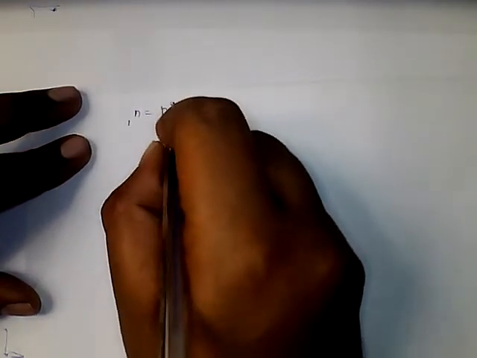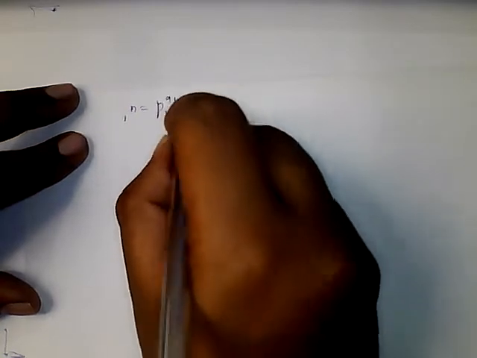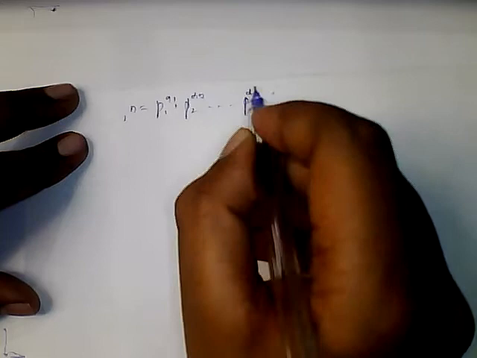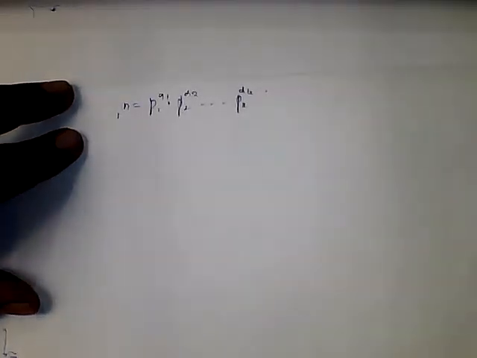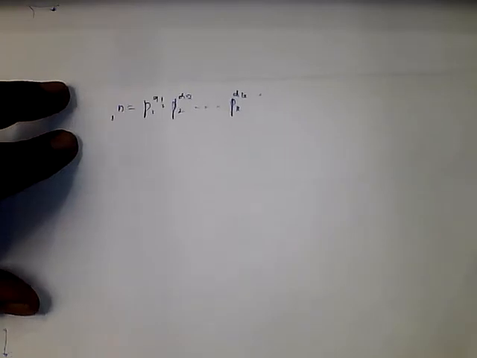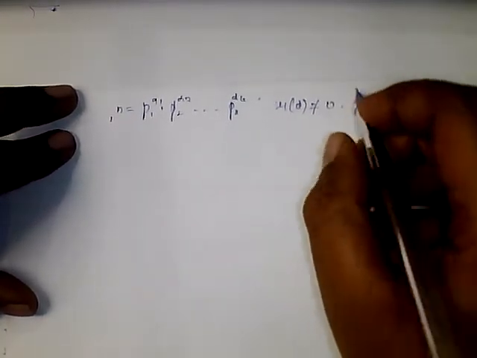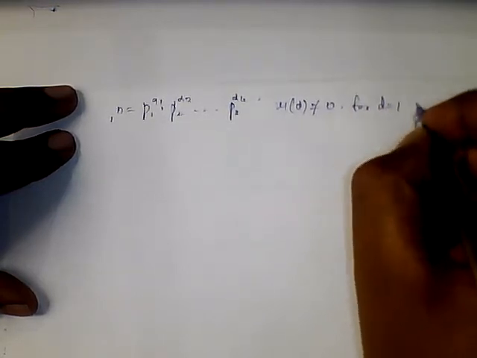Now if n is 1, then both the left hand side and right hand side will be equal to 1. So we are assuming that n is greater than 1. So n can be represented as a product of primes, p1 to the alpha 1, p2 to the alpha 2, and so on up to pk to the alpha k. Alright, now these are the primes. From there, mu of d is not equal to 0 for d equal to 1.